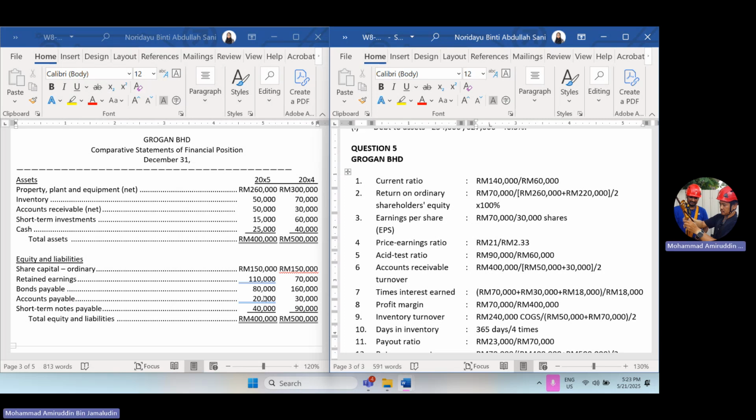So where is my current liability in this question? It should be your accounts payable plus short-term notes payable. Bond, guys, bonds is long term. Bonds, the shortest one, is 3 years. There's no bond with 1 year.